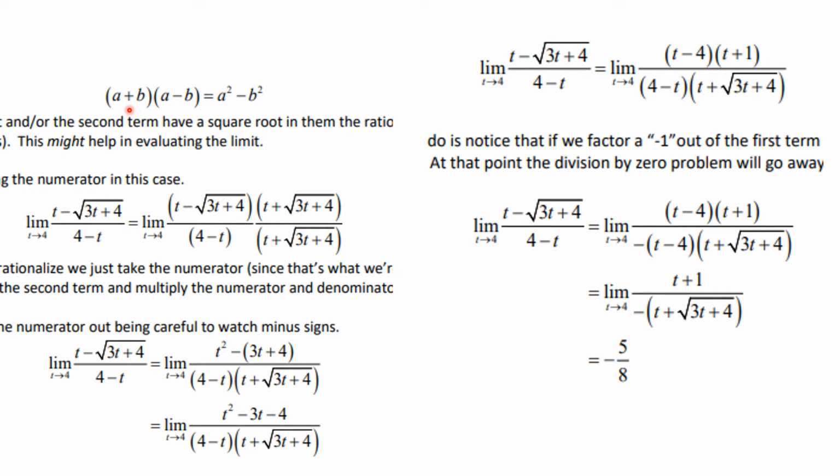Well, here we're going to exploit one of our factoring identities, and that is we're going to remember that a plus b times a minus b is a squared minus b squared. And we're going to use a wonderful technique in mathematics, and that is multiplying by 1 in a clever way. So we start, this is the limit that we started with, but now we're going to multiply inside the limit by 1 in a clever way.